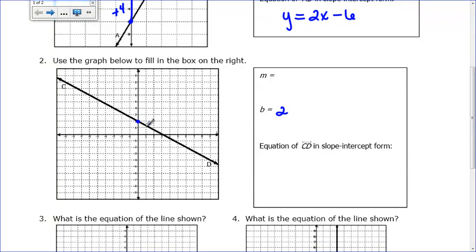Then I'm going to find another pretty point. Looks like there's one right here. I'm going to draw my right triangle, and this time because I'm decreasing, I know I need a negative slope. So I went down 2 and to the right 1, 2, 3. So my slope becomes -2/3 from the rise over the run. So my equation in slope-intercept form is y = -2/3 x + 2.